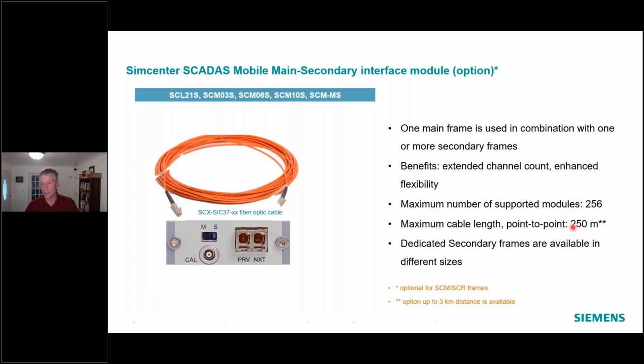There is a limit to the standard fiber optic cable length. Now even 250 meters, most people are like, okay, that's plenty. But we have had some customers saying, hey, I want to go even farther. So there's an option where we can go up to like 3 kilometers of distance between the SCADAS frames themselves. So you can get them really spread out in some large field test or something like that if need be.